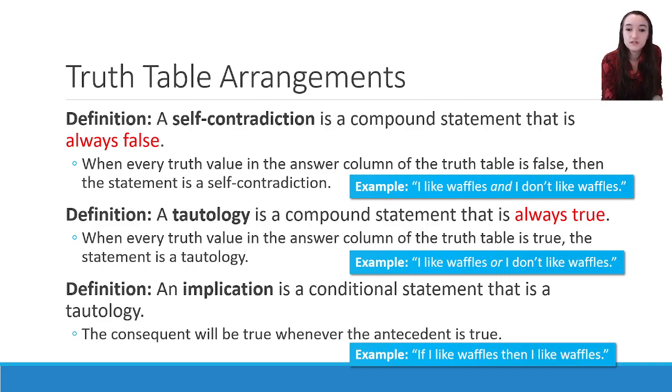Then an implication is a conditional statement that is a tautology. So in other words, if we're working with a conditional statement and it happens to end up being a tautology in the end, then it is an implication. So if I like waffles, then I like waffles. Again, I'm not really telling you anything, right? Do I like them or not? Who knows? But if I do, then I do. You didn't really learn anything about me, right? So for an implication, the consequent will be true whenever the antecedent is true.